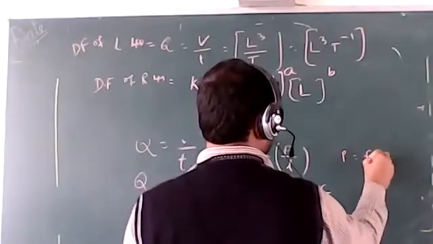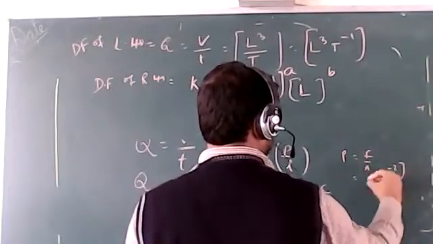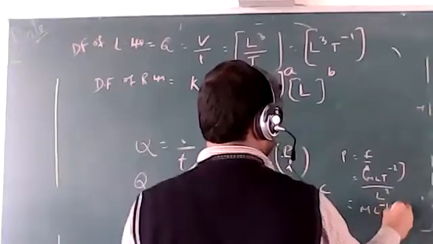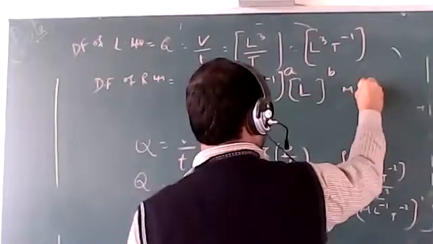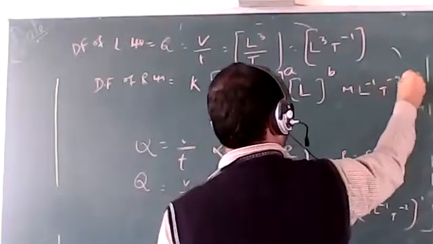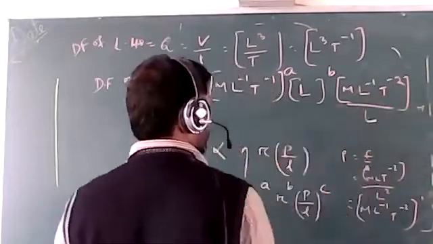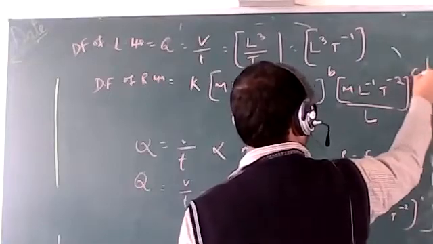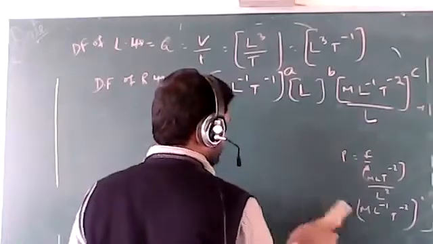Pressure equals force upon area. So the force will be M L T^-2 divided by L squared, so it will be M L^-1 T^-2. You can put M L^-1 T^-2 per unit length, that means you have to divide by L also, all to the power c. So this is the dimensional proof.